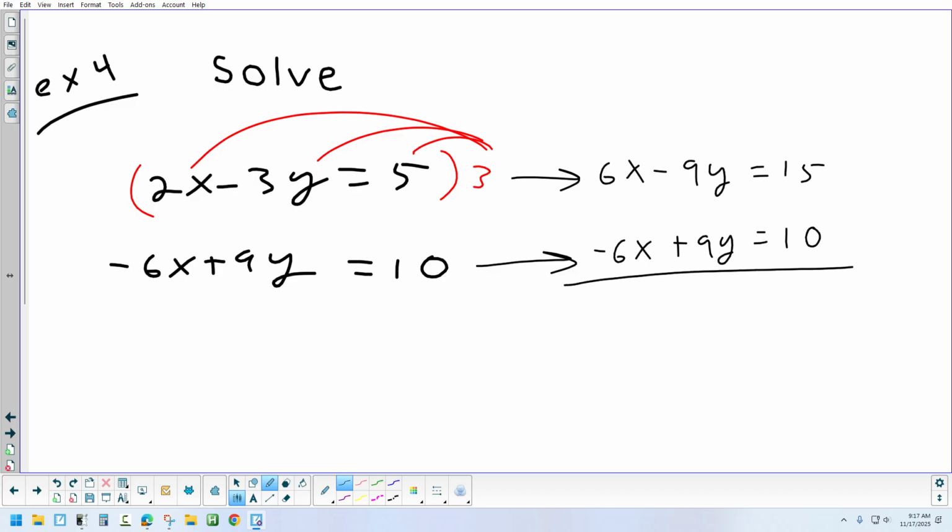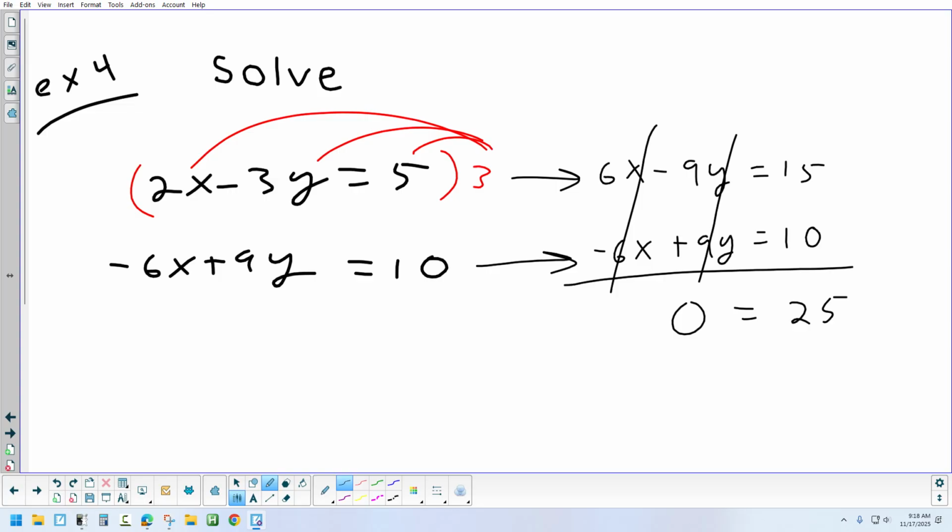What happens when you add your x's up? Cancel. And when you add your y's up? Cancel. So what do we have on this side now? 0. Everything canceled. And on the right side? 25. Okay, when all your letters cancel out like that, you end up with a numerical statement. You're done. We just have to interpret what that means.